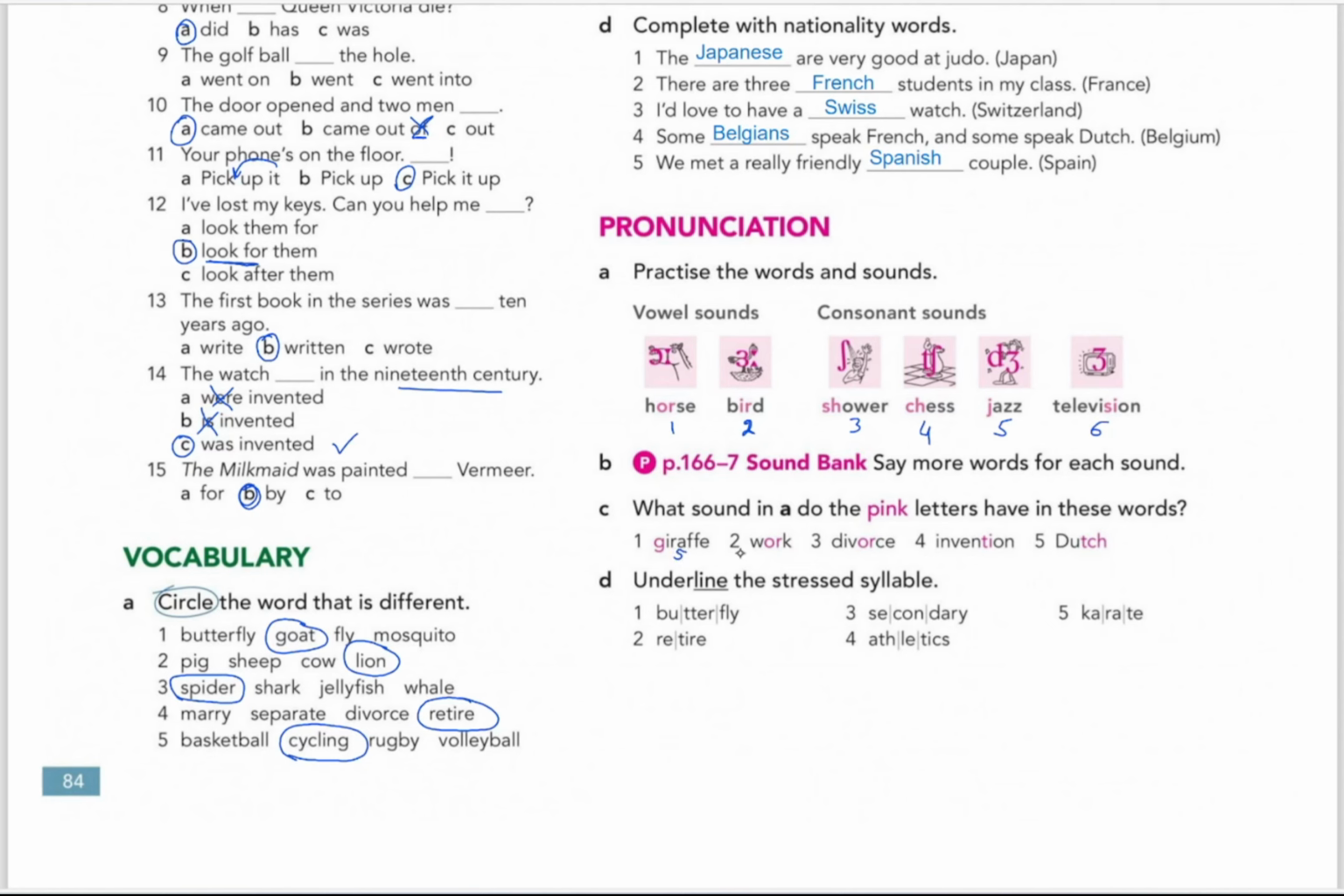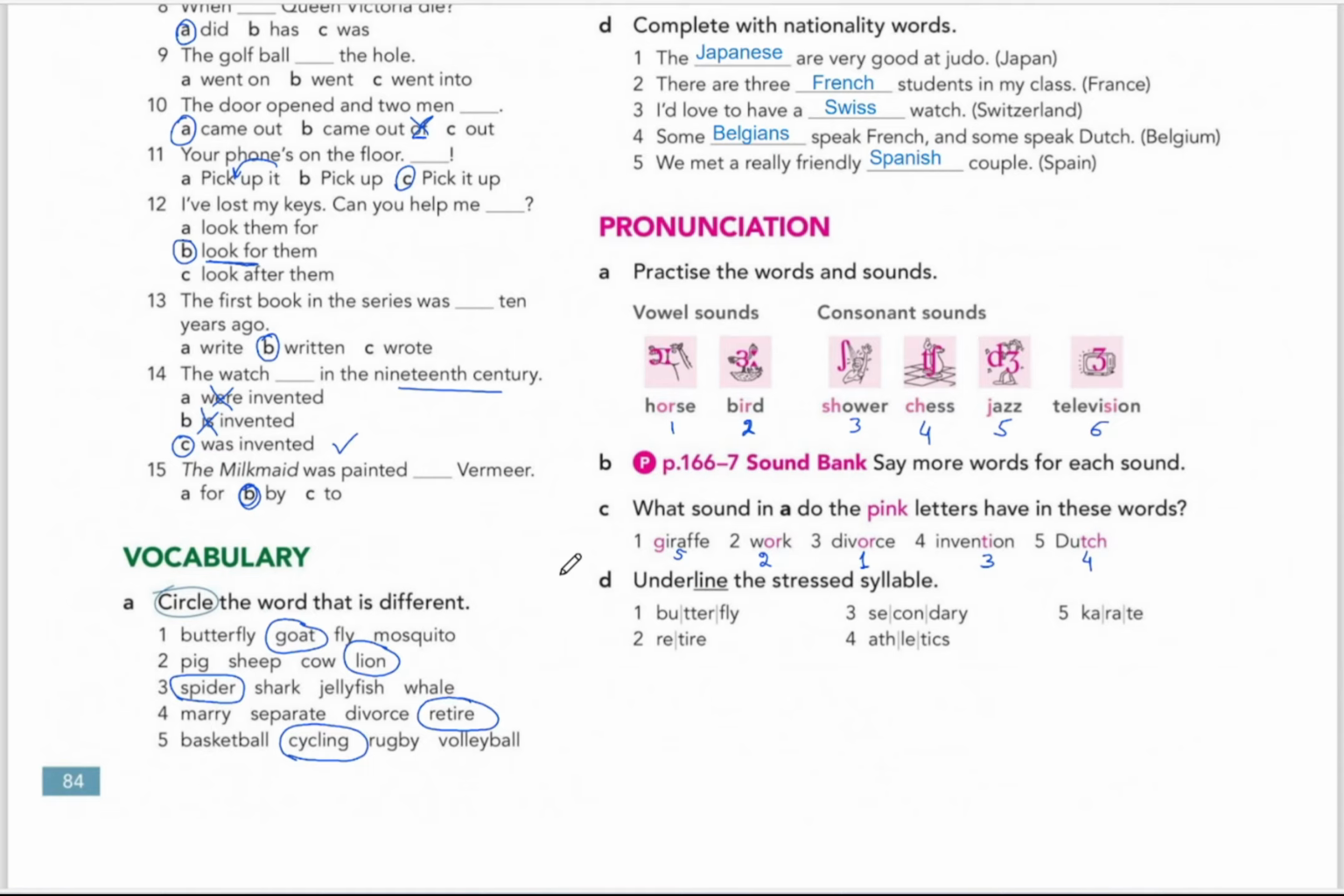Wig. Wig sounds like bird. So that will be sound 2. Divorce. Divorce is like horse. So that will be sound 1. Invention. So this is the sh sound, like sound 3, shower. Invention. Dutch. Chess. So that will be number 4.